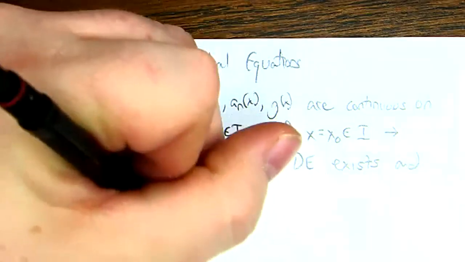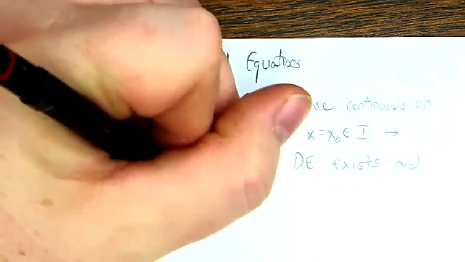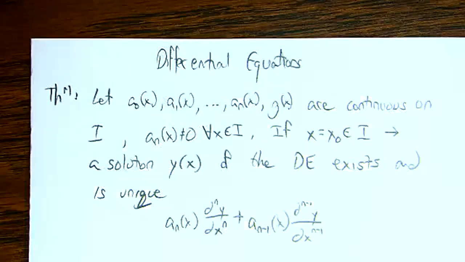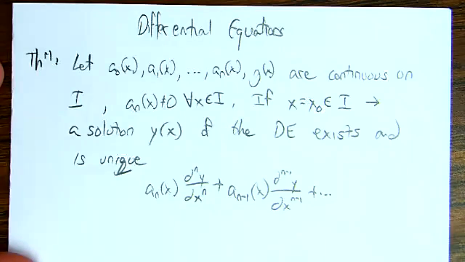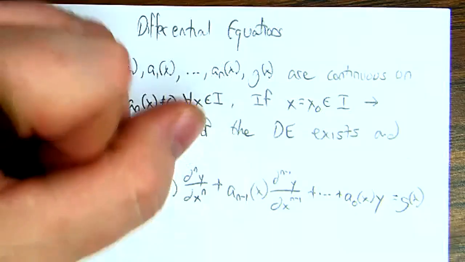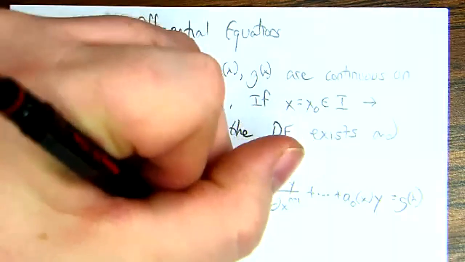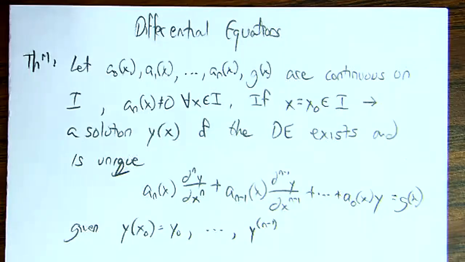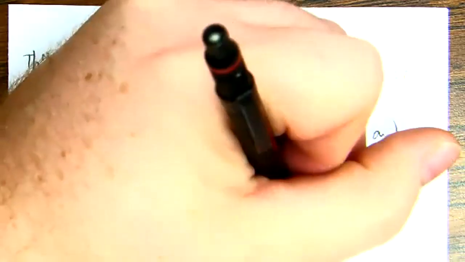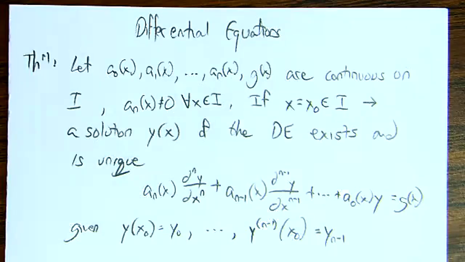And that differential equation is a_n(x) d^n y/dx^n plus a_{n-1}(x) d^{n-1}y/dx^{n-1} plus all the way out to a_0(x) y is equal to g(x), given initial conditions y(x_0) is equal to y_0, all the way out to the (n-1)th derivative of y at x_0 is equal to y_{n-1}.